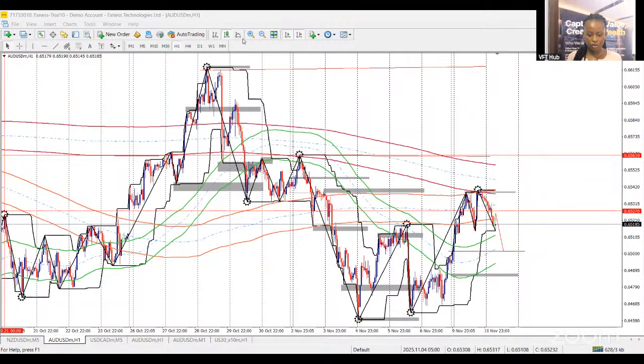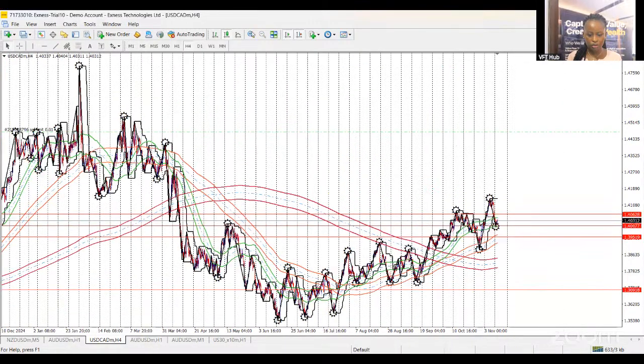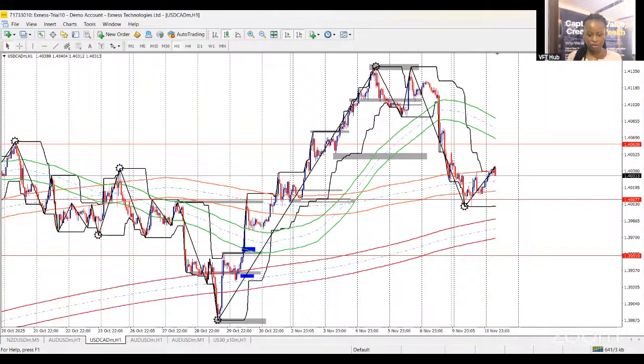And then USD CAD H4. So we spoke about this sell last week. See how beautifully it played out. Remember, we always say that the all-weather strategy, which is basically this indicator, gives us the opportunity to counter trade sometimes as well. So you see how price traded below, it sold from what we discussed.